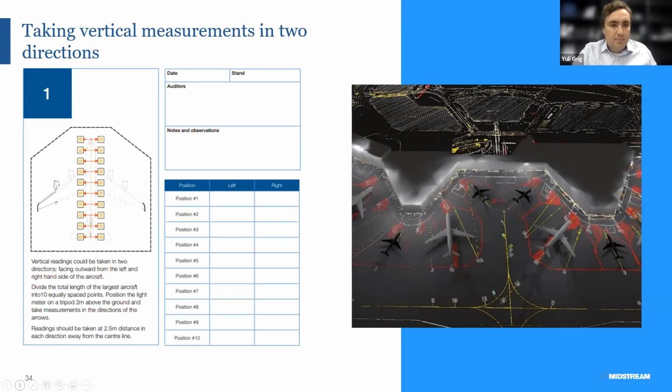Now, just a few words about the service roads.